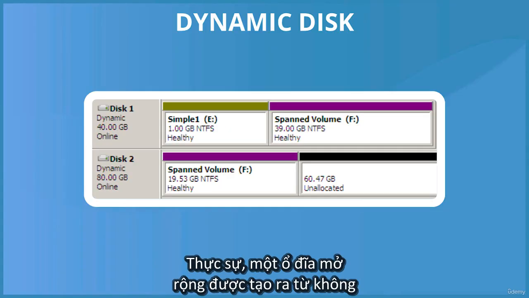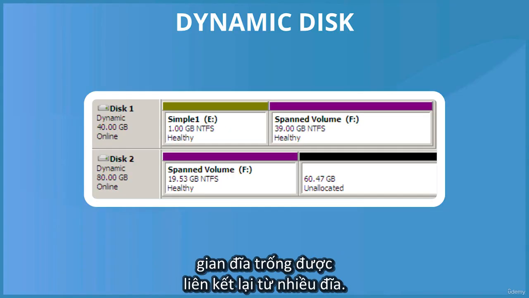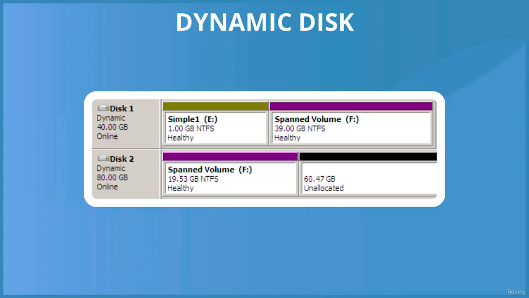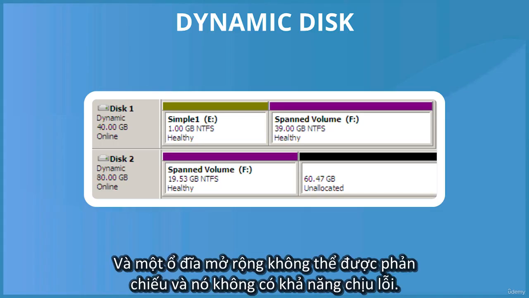Indeed, a spanned volume is created from free disk space that is linked together from multiple disks. You can extend a spanned volume onto a maximum of 32 disks, however, and a spanned volume cannot be mirrored, and it's not fault tolerant.